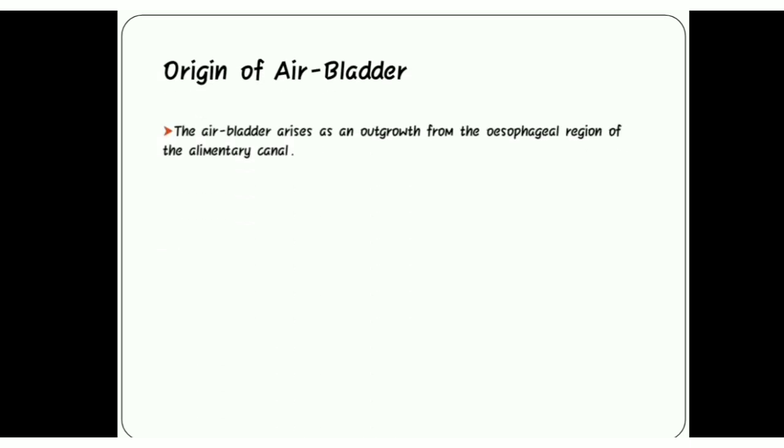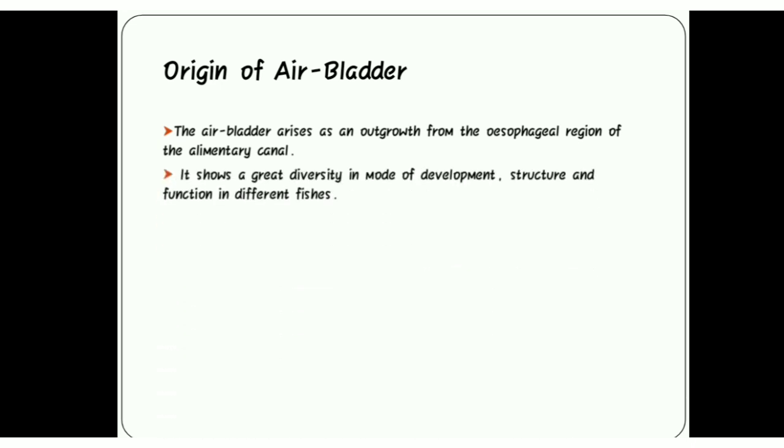Now we are discussing the origin of air bladders. The air bladder arises as an outgrowth from the esophageal region of the alimentary canal. It shows great diversity in mode of development, structure and function in different fishes. Different fishes have different types of function.